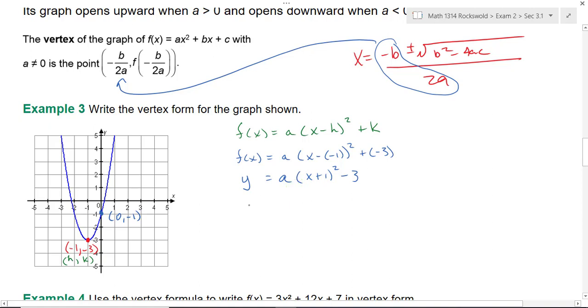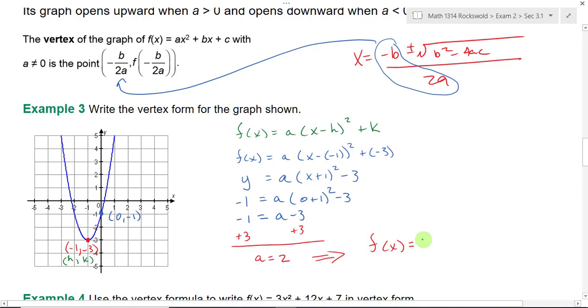So I'm going to do that. I'm going to plug in a -1 for y, a 0 for x, and then solve for a. So that's going to give me -1 equals a minus 3. To get the a by itself, I'm going to add 3 to both sides, and that gives me that a is equal to 2. That means then that my function is going to be f of x equals 2 times x plus 1 squared minus 3.